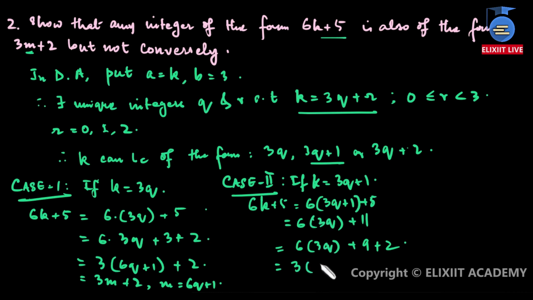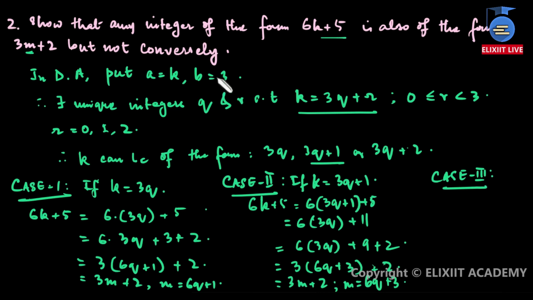So take out 3 common. This becomes 3 into 6q plus 3, plus 2. So now this is of the form 3m plus 2, where m is 6q plus 3. M is an integer only. And similarly, last case, case 3. What happens if k is equal to 3q plus 2?